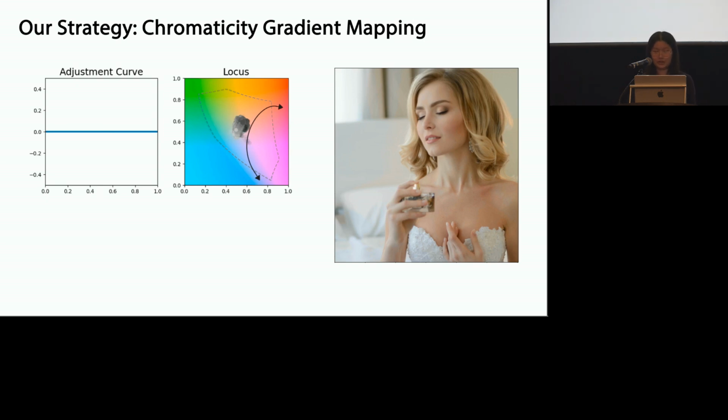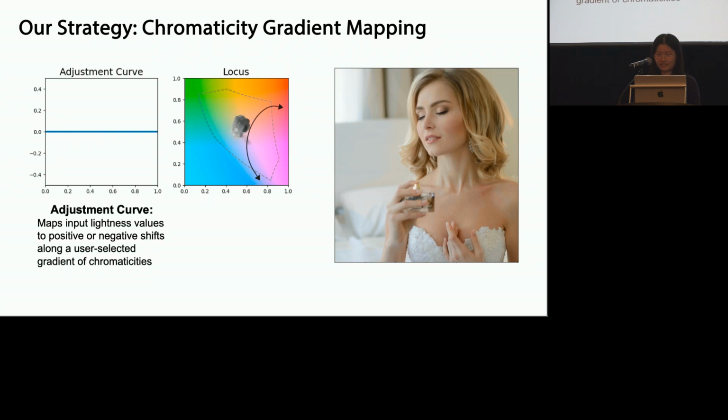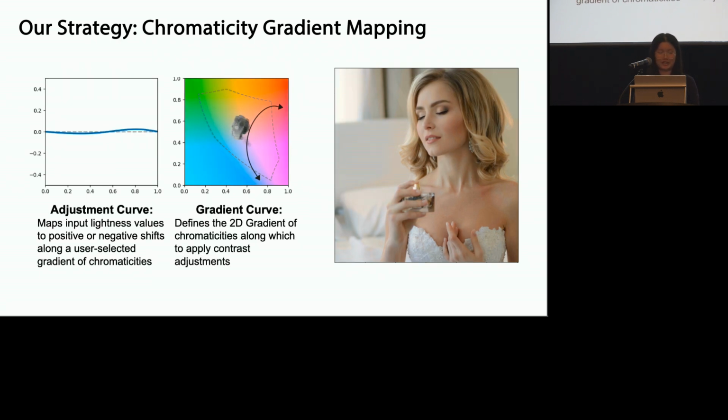So our solution, which we call chromaticity gradient mapping, involves 2 components. The first is an adjustment curve that maps input lightness values to changes in chromaticity. And second, a gradient curve that users can specify in chromaticity space. It controls a 2D gradient field for guiding the direction of color contrast. So once the user has defined those 2 components, we can adjust the image like this.